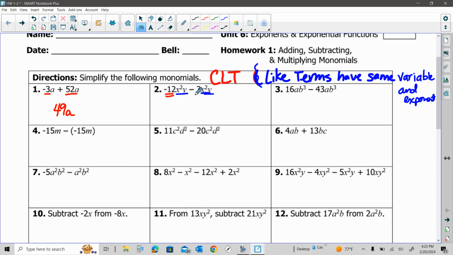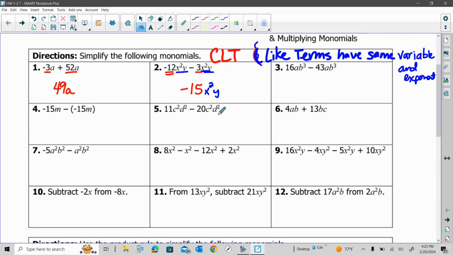The -2 minus 3. Well, -2 minus 3, that's going to give me -15. And I'm going to keep my same like terms. So the x squared y is going to stay. We don't add anything or change anything with the variable or the exponent.